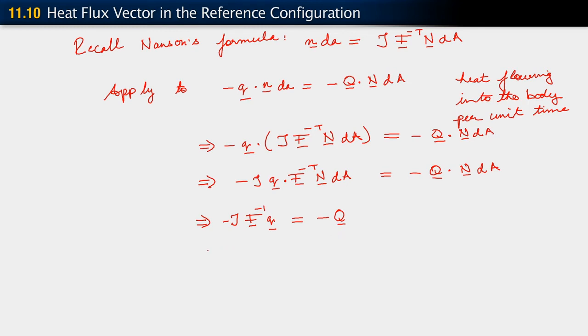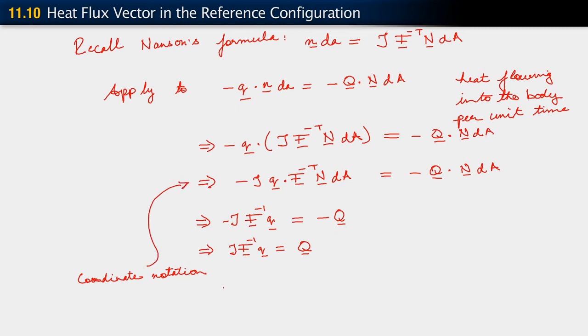Okay, which then of course this means that the relation between the heat flux vectors in the two configurations is J F inverse q equals capital Q. Okay, where little q's in the current configuration, capital Q's in the reference configuration. Right? Just to be sure about how this works out, let's look at coordinate notation. Okay, coordinate notation applied back to that line.